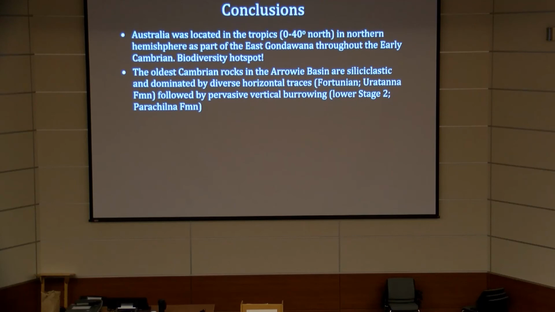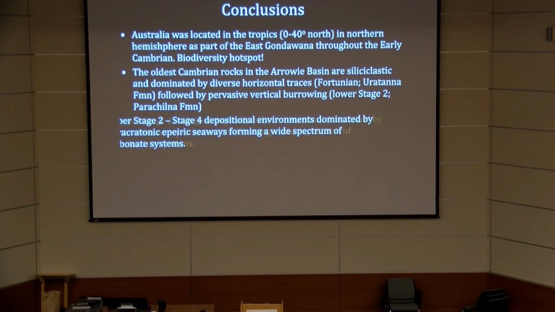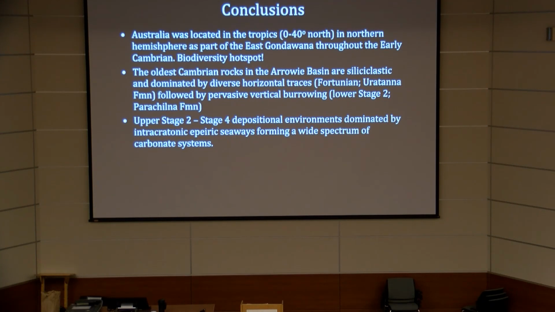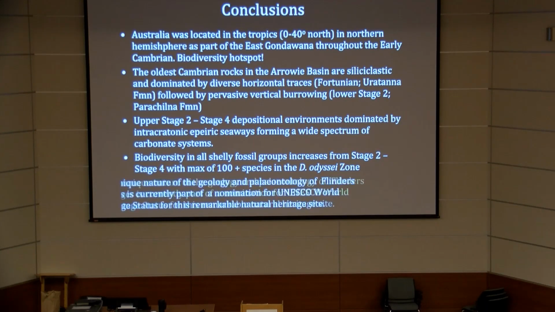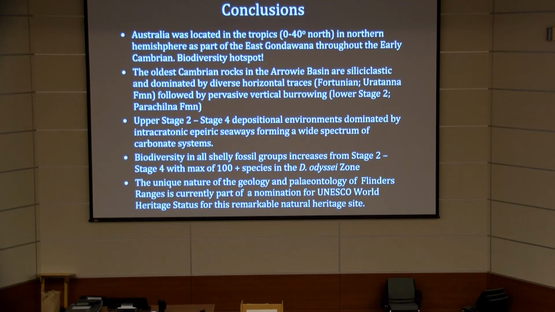So just to conclude, Australia, of course, in the Cambrian, was a tropical biodiversity hotspot. And although we start off with a siliciclastic succession, which is classic everywhere after a major unconformity event, we then go through the carbonate systems that produce this major diversification event. And the last thing, we are putting together all of this data for the Flinders Ranges to become a serial site as part of UNESCO World Heritage. That will take a few years or more.